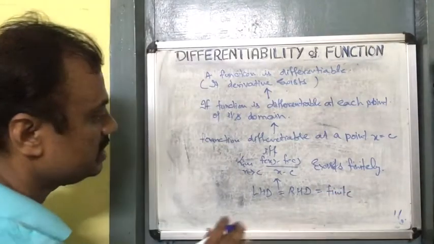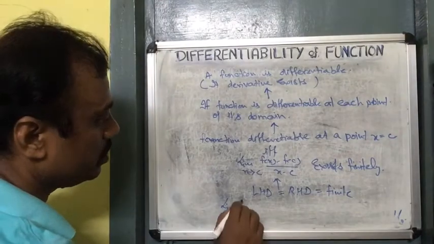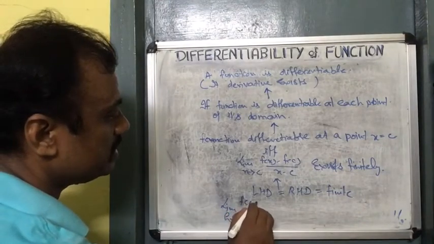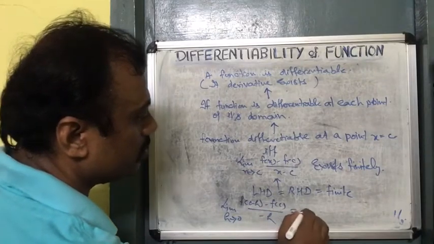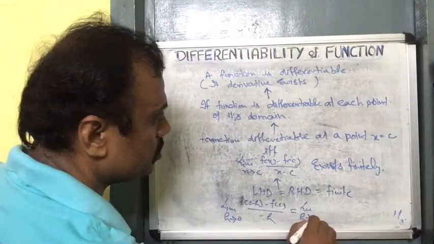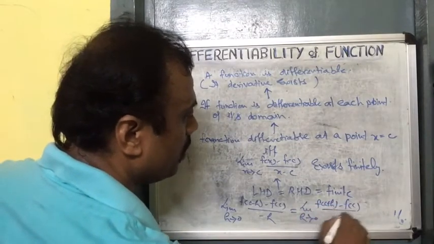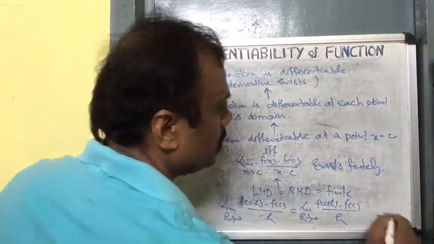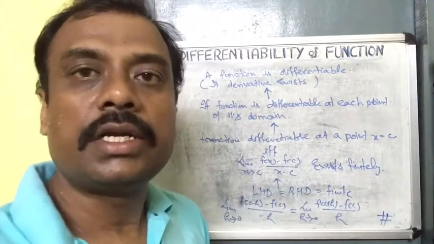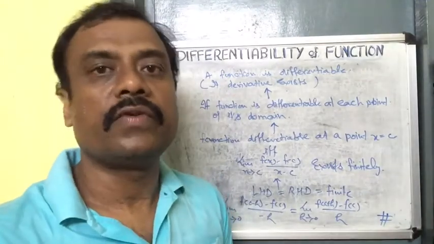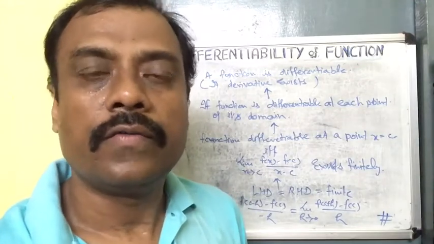What is the LHD? LHD is limit h tends to 0 f of c minus h minus f of c upon minus h equals to limit h tends to 0 f of c plus h minus f of c upon h. So these are some concepts related to the differentiability of a function at a point, or the differentiability of a function.